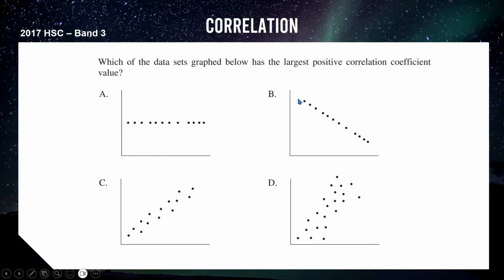Option B has perfect linear negative correlation. So this would be pretty much close to -1 in terms of its R value, but we're looking for the largest positive correlation. Now C and D are showing positive correlations because we're seeing an upwards linear trend from left to right. And as we can see, the dots in part C are forming much more of a straight line than the dots in part D. So that means C is going to be our answer for the largest positive correlation value.